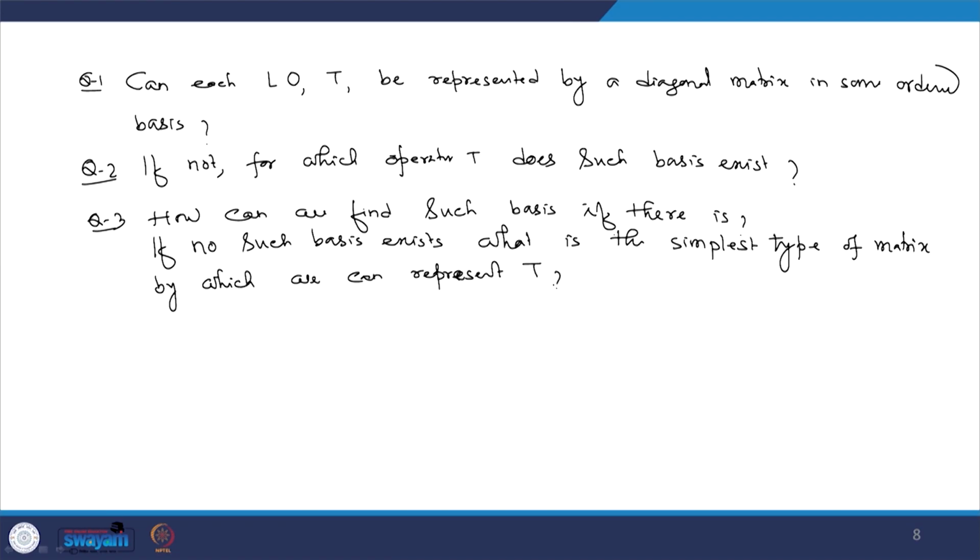There are a couple of questions. Can each linear operator T be represented by a diagonal matrix in some ordered basis? Because we have seen in our last examples that matrix A is not diagonalizable, I can say that it is not similar to a diagonal matrix, but B is similar to a diagonal matrix. Second question: if not, for which operators T does such a basis exist? Third: how can you find such a basis, if at all it exists? If not, then what is the simplest type of matrix representation T has, and how to check it, please? To answer this set of questions that we have raised, let me initiate by introducing a terminology called diagonalizable operator.